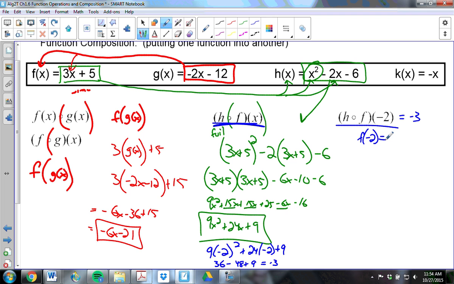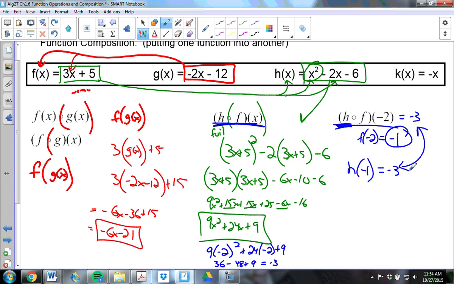But the other option is first I could just find f of negative 2. F of negative 2 is going to be negative 6 plus 5, negative 1. Now I take this and I plug it into h. So I'll do h of negative 1. H of negative 1 is 1 plus 2 is 3, minus 6 is negative 3. I still get out the same negative 3 either way.